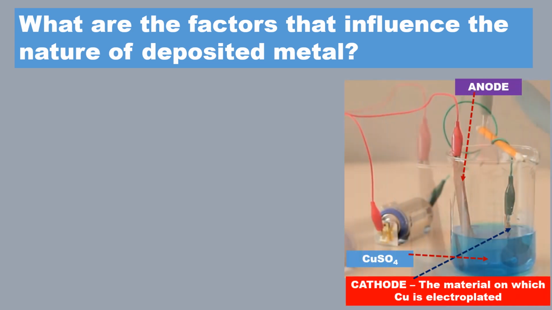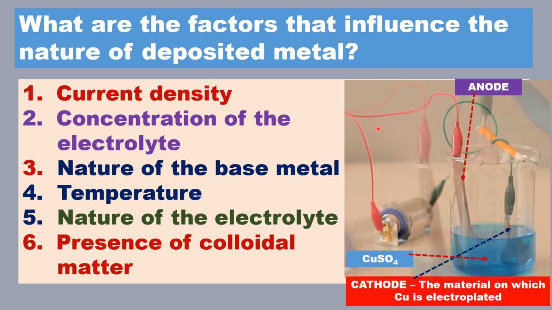Okay, this is the experimental setup for electroplating. It has two electrodes: the cathode, the material on which copper is electroplated, and the anode, which is a copper plate, and the electrolytic solution is copper sulfate. If you use an inert electrode, the electrolyte is constantly renewed, so that copper ions will be present for electrodeposition. Okay, what are the factors that influence electroplating?